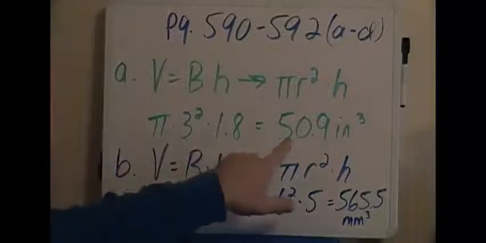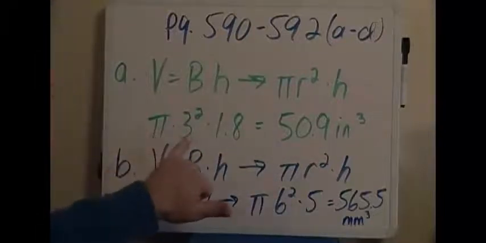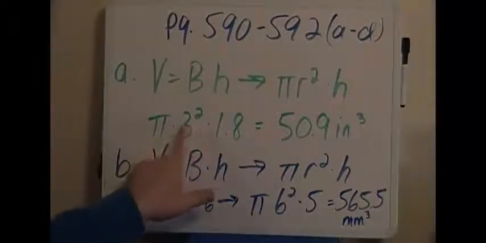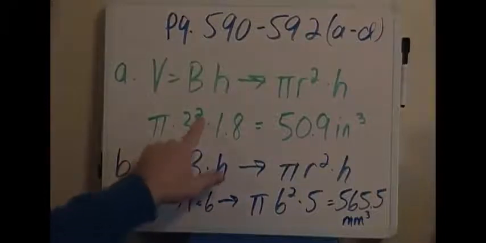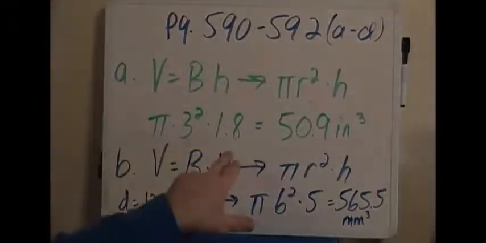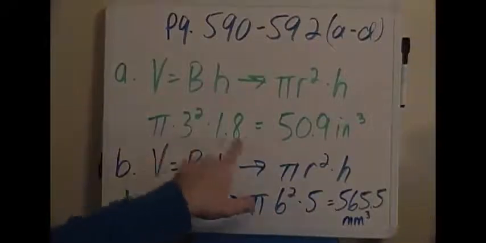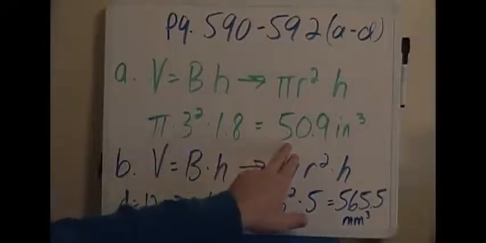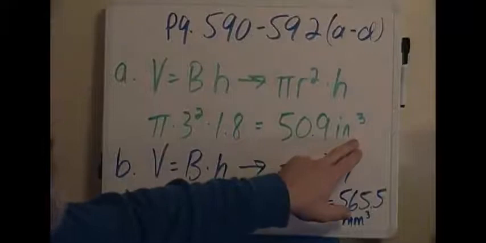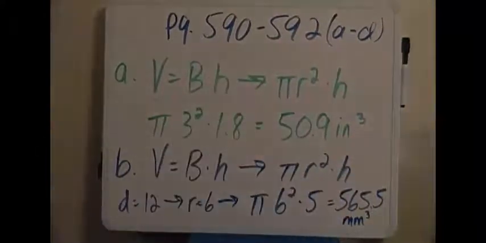And if we look at the diagram, we've got a radius of 3, so pi r squared is pi times 3 squared, times the height, which is 1.8. Plug it into the calculator and it's quite easy. We get 50.9, and again we're talking cubic inches because we are talking 3 dimensions. Volume is a 3-dimensional measurement.